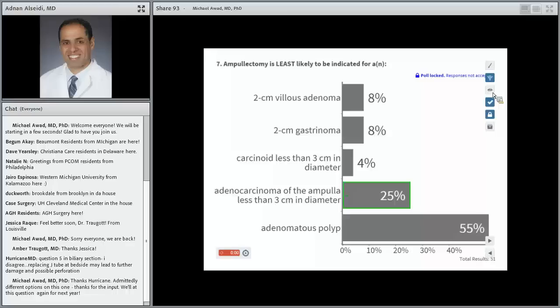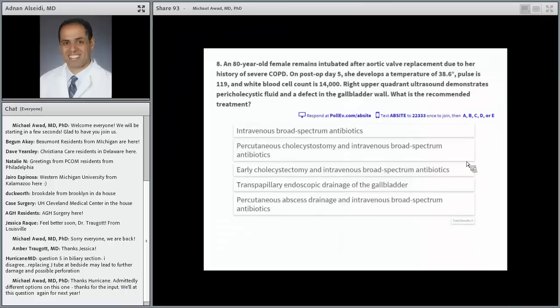Adenomatous polyp might have cancer, so you can actually start with an ampullectomy, but if it shows cancer, you would actually have to do a pancreaticoduodenectomy. But doing an ampullectomy would be acceptable for E, so the answer is D.